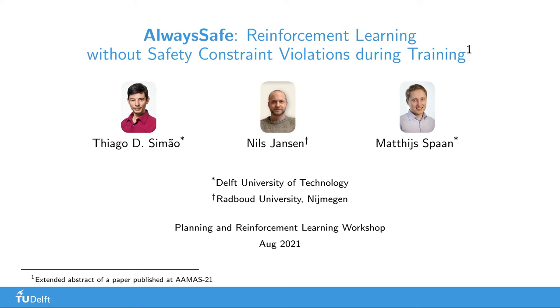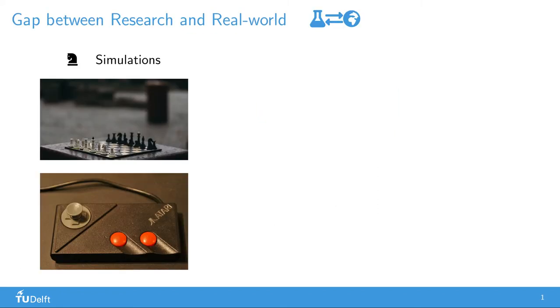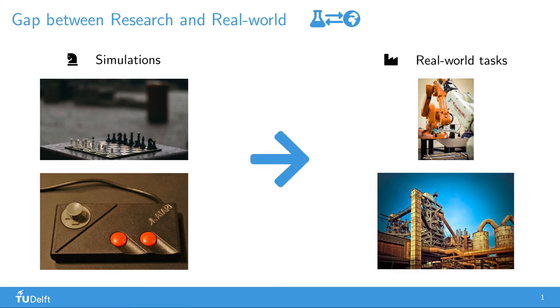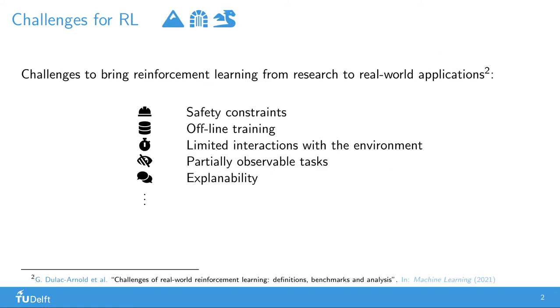So let's get started. Reinforcement learning algorithms have been collecting many achievements. These algorithms are able to play chess, Go, and even Atari, but there is still a large gap between these applications and real-world tasks. And there are many challenges preventing us from closing this gap. Among them, we have safety constraints. So how can we train a reinforcement learning algorithm to perform a certain task without violating these safety constraints?